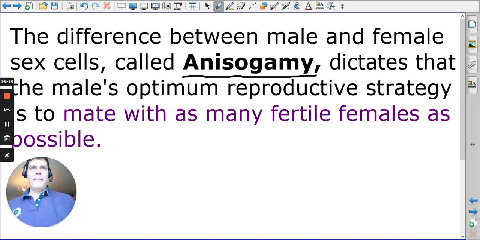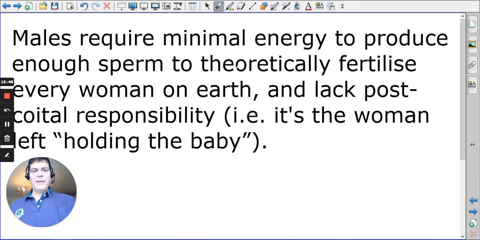So therefore, copulating with as many females as possible is desirable, because then they could potentially impregnate many females. In contrast, the female ovum is precious, and as such, the female doesn't have the same desire to be the one that wins. She will choose potentially who to impregnate her ovum with. So that's just explaining the minimal energy as opposed to the woman left holding the baby.